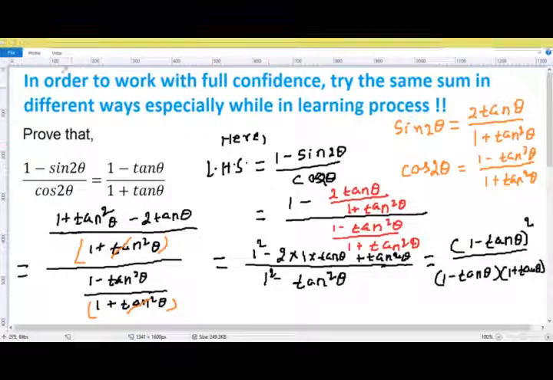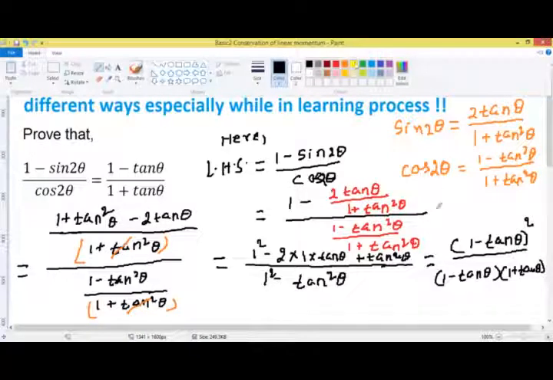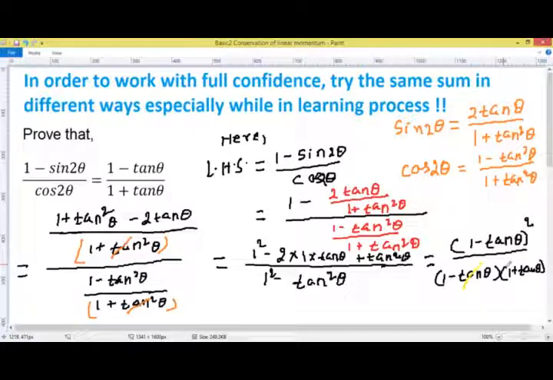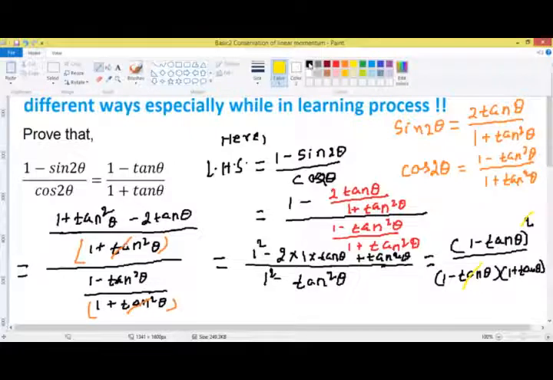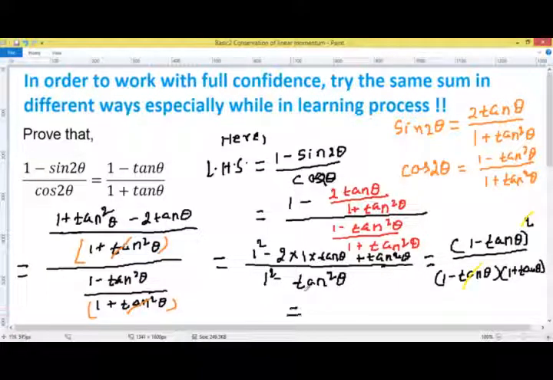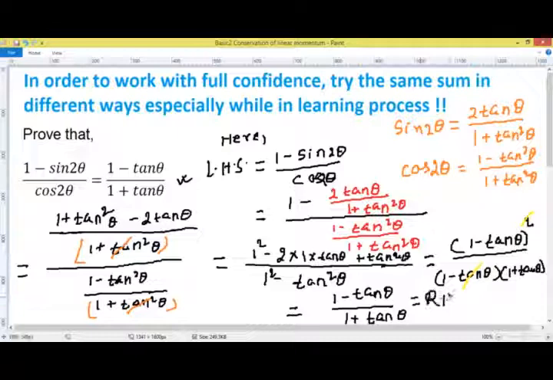Now we can see that in the numerator and denominator, this is (1 minus tan theta) power 2, and then one factor of 1 minus tan theta has been cancelled out. After this step you are left with (1 minus tan theta) over (1 plus tan theta). Now let's compare with the right hand side. Did we reach the right hand side? Yes, we have 1 minus tan theta, and in the denominator we have 1 plus tan theta, and this is the RHS, and therefore you can say that this is proved.